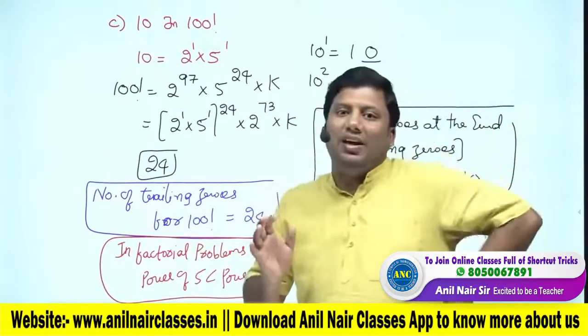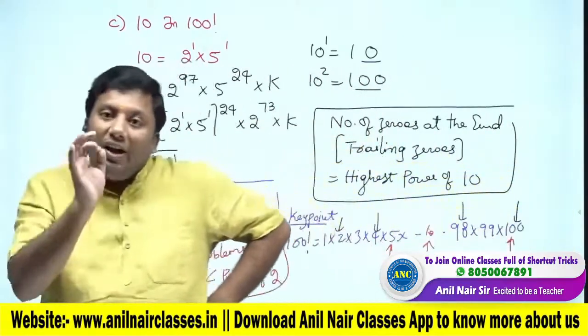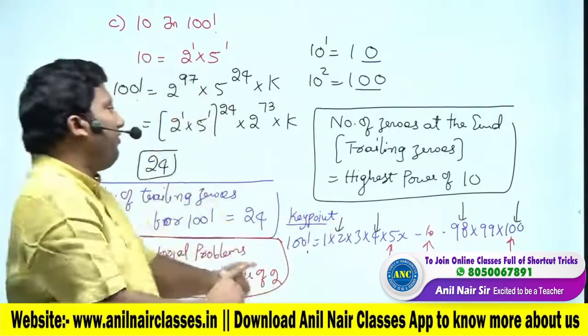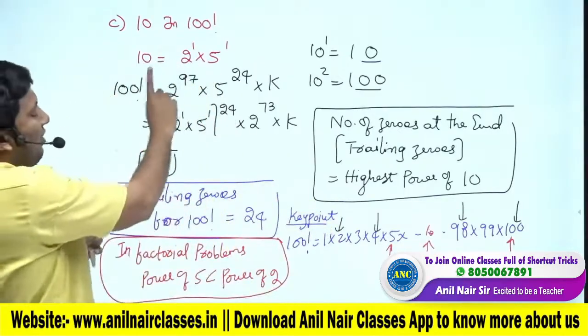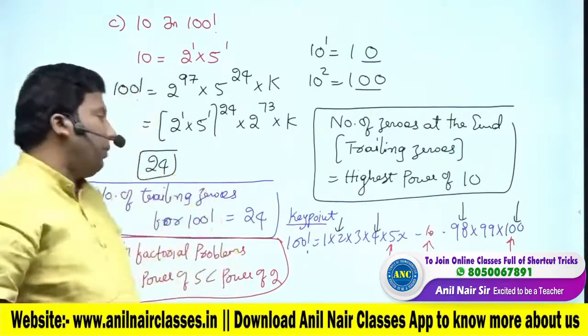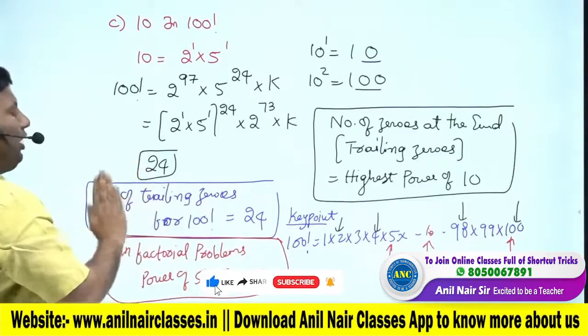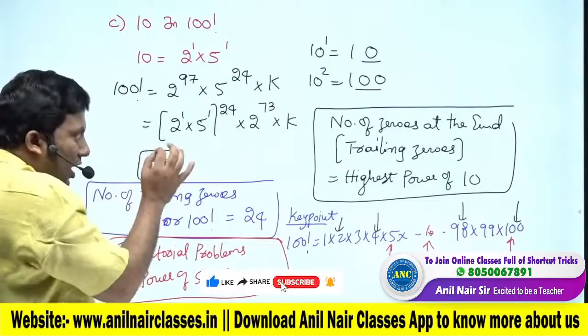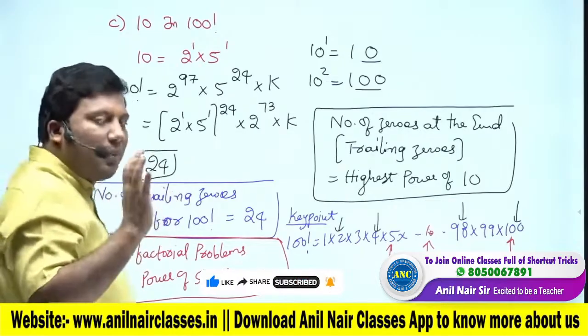Because power of 5 is less than power of 2, I will be taking the highest power of 5 if I am finding the trailing zeros for factorial problems. Only for factorial based problems, for the number of zeros at the end, we will take the highest power of 5.